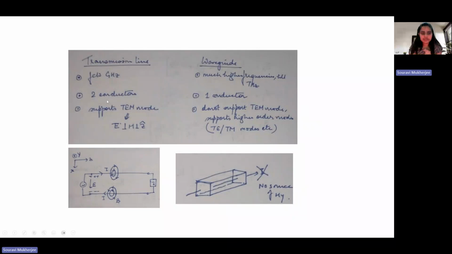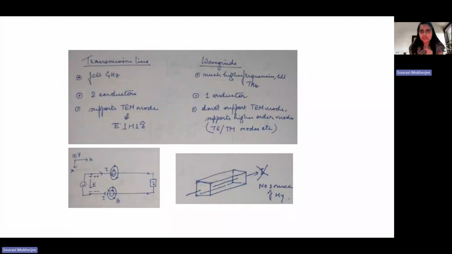So a transmission line comprises two conductors, and typically they work in the range of few gigahertz quite well. And then the important point is that we know that in free space you have this transverse electromagnetic waves, and transverse electromagnetic waves are also supported in the transmission lines. What do you mean by transverse electromagnetic wave? So as you can understand, transverse means perpendicular. So the electric and the magnetic fields are perpendicular to the direction of propagation of your wave.